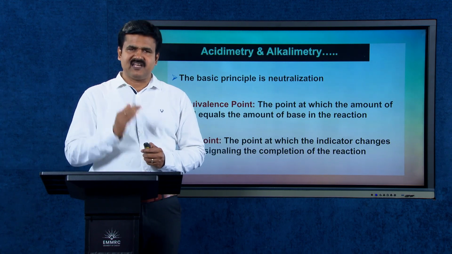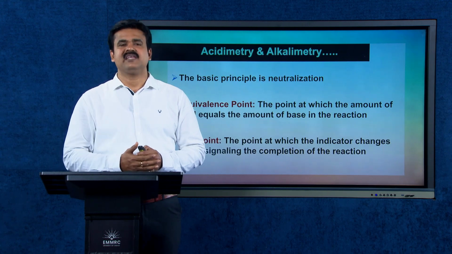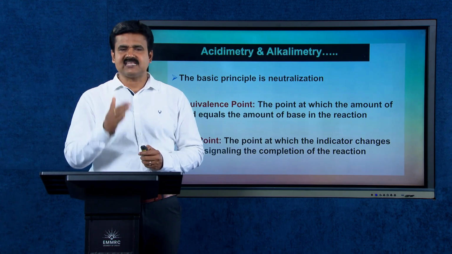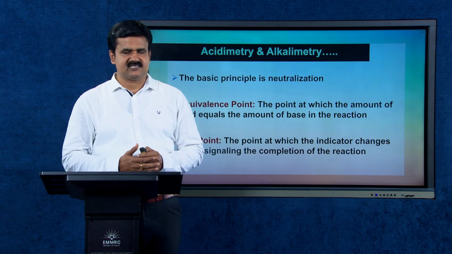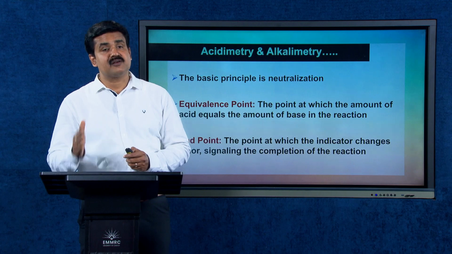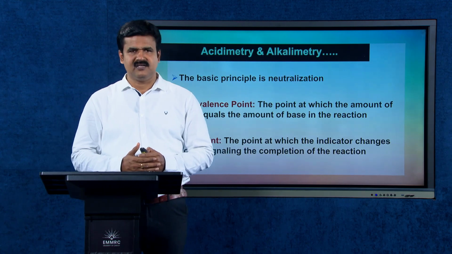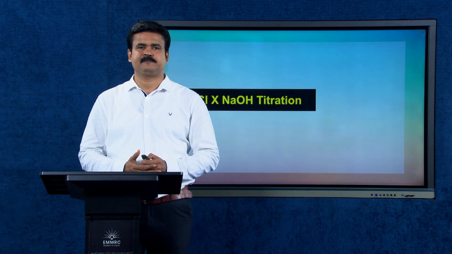In order to find out the equivalence point, we are using some indicators. So, near the equivalence point, the indicators will show some color change. That point is taken as the end point. End point never means the equivalence point. End point is very near to the equivalence point.